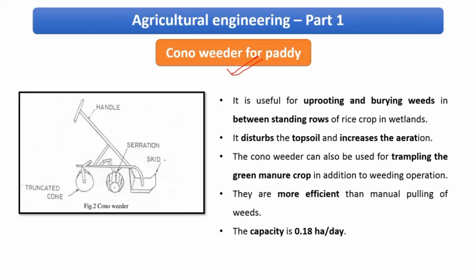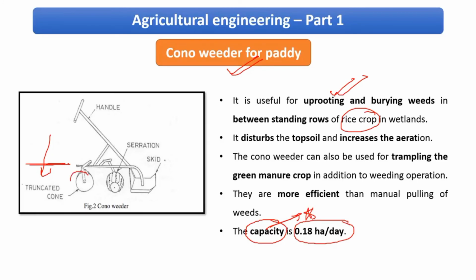It is very simple, right? The main motive behind using this is to uproot the buried weeds between the standing rows of the rice crop, right? To remove the weeds, it obviously disturbs the topsoil, and because of this, an increase in aeration is experienced, right? The capacity of this weeder is very important, so kindly make a note of it, right? It is 0.18 hectare per day. You can have a look at the picture here. This is a truncated cone, which helps in removing the topsoil and is used for uprooting the weeds, right?